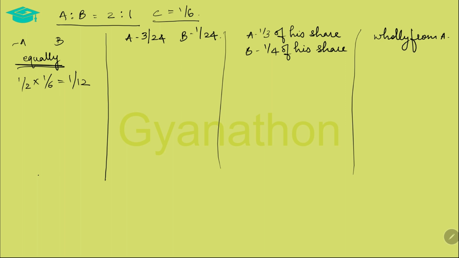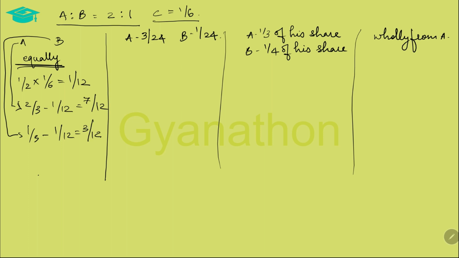So in respect of A, we take 2/3 minus 1/12, that is 7/12. And in respect of B, we take 1/3 minus 1/12, that is 3/12. So the new profit sharing ratio of A, B and C is now 7:3:2.